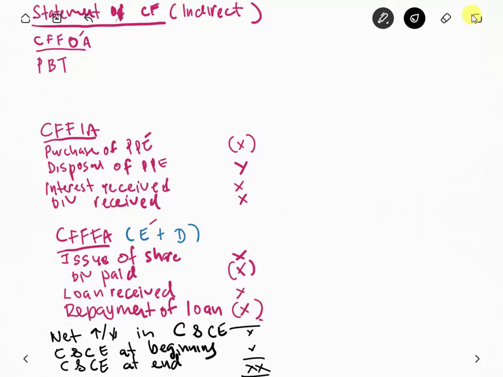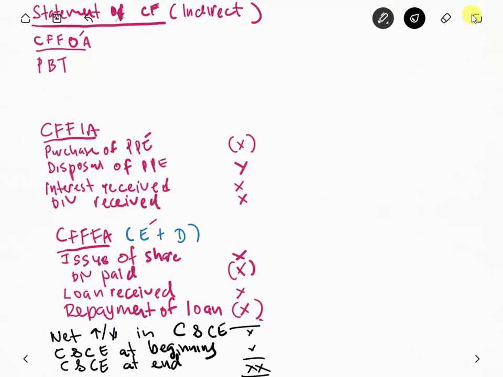For the first operating activity, we have 3 segments. Adjustment: add depreciation, interest expense, loss, minus gain, minus interest income. Then the movement, increase or decrease in 3 things: inventory, receivable, payable. And the third segment will be interest paid and tax paid. Operating, done.